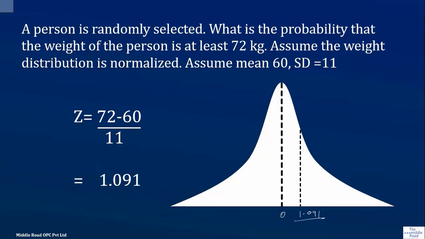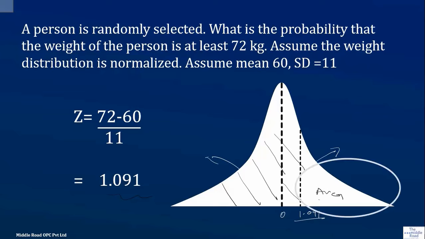So what I need is that the person is at least 72, which means 72 kg or above. I want the area out here. We'll find the area under 1.09. Round it off, and the Z value is 1 and the column will be 0.09. You get that value, and we'll subtract it from 1, because what that value gives us is the area out here. This is not what I'm looking for. I want the area here, which is 72 and above.